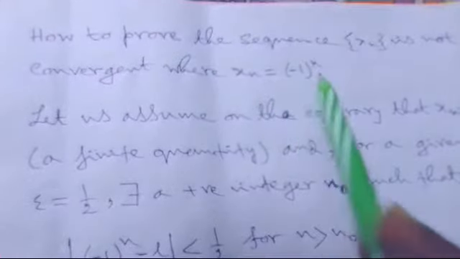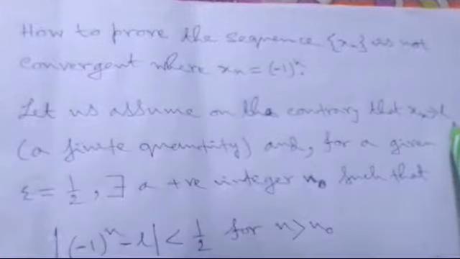We are proving this non-convergence by the method of contradiction. So let us assume on the contrary that this sequence is convergent to a certain limit L. If we reach a contradiction, then the result is proved, that is, the sequence is non-convergent.